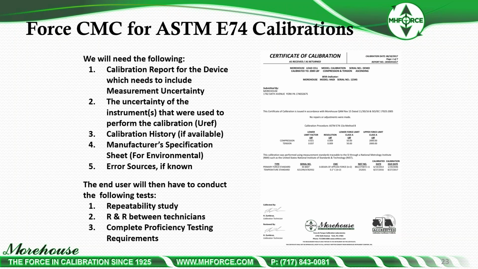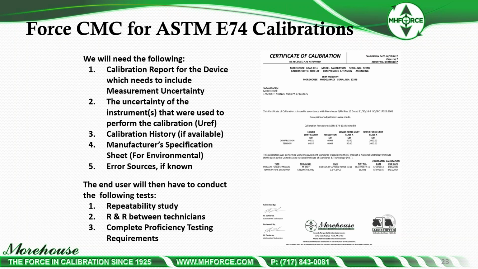So if we're looking at doing the Force CMC for ASTM E74 calibrations, we need a calibration report for the device, and the uncertainty of the instruments that were used to perform the calibration history, which is going to give us stability, manufacturer specification, and our environmentals, and error sources if known. Most of them are not known, and a lot of them are adapters. So if you're listening to this, be sure when you have your instruments calibrated that you're having them calibrated with the same adapters they're being used with, because off the top of my head, I can tell you that half percent error is not uncommon from switching different hardness of top locks on compression load cells. We've had other webinars dealing with that.